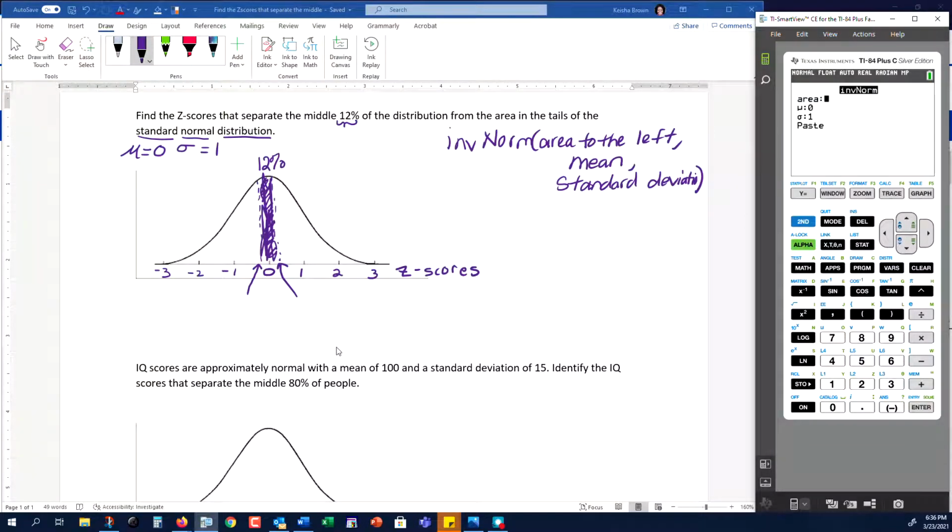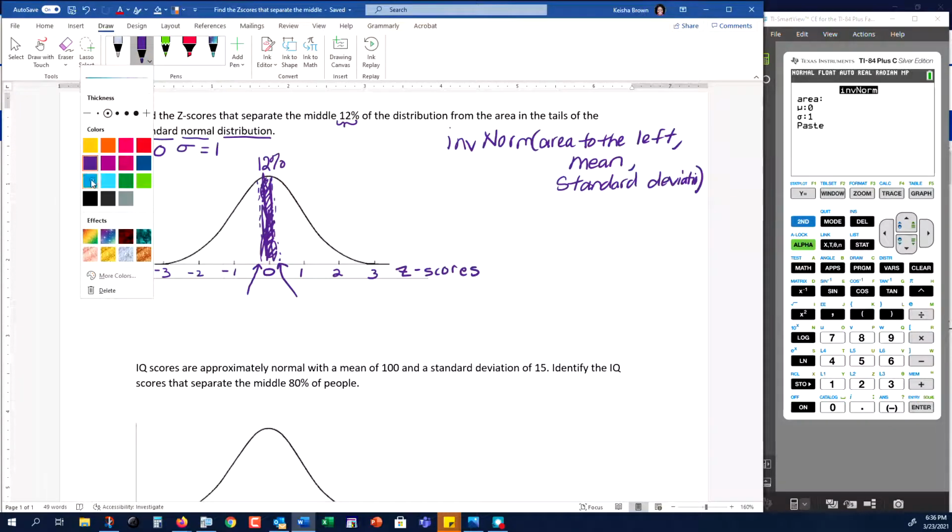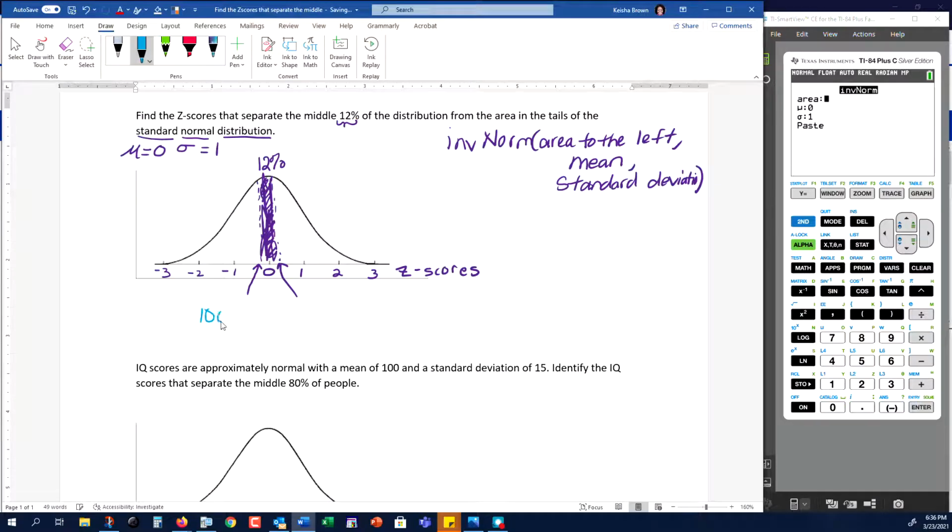So 12% of our data is in the center, and what we know is that this normal distribution represents 100%. It should explain everything that's happening in this particular distribution. So if we take 100%, everything that's under this curve, and subtract the area that's in the center, then that will tell us how much of our area is left. So this side plus this side equals your 88%. But for your inverse norm function, we don't want to know the area on both tails.